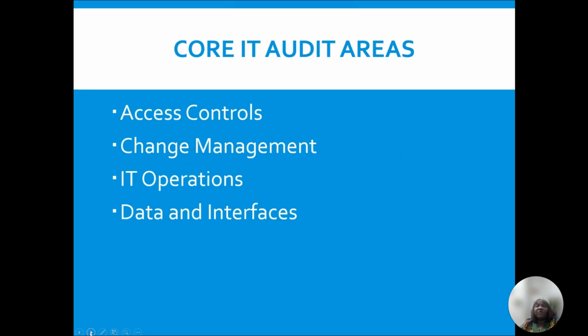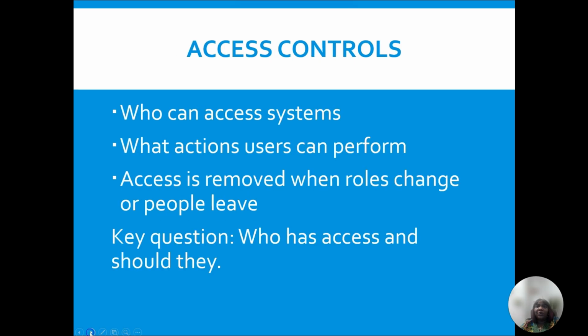Okay. So the four core IT audit areas are access control, change management, IT operations, and data and interface. Believe me, if you understand these four areas very well, or even two of these areas, there are job descriptions that speak to that; you don't have to know everything. There are some job roles that are just access controls, or change management, or IT operations. So at least be grounded in two of these core IT audit areas.